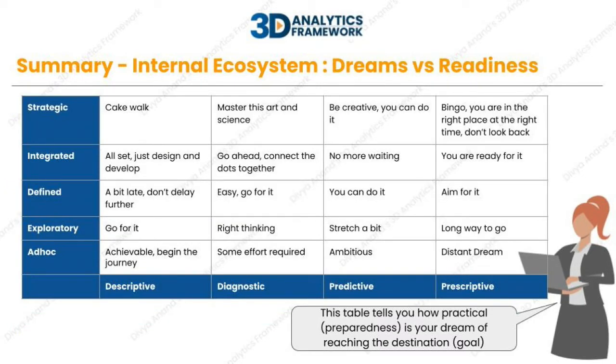Let us plot our needs on the x-axis and the organization maturity on the y-axis and see where the two points meet in this table. If you are an organization in the ad hoc stage, it will be good for you to start with descriptive analytics and gradually move to the next levels of complexity.